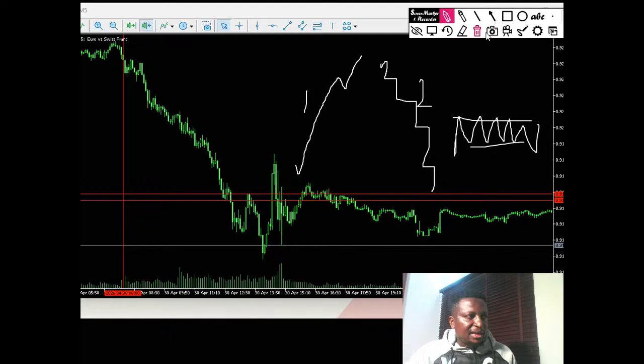Is it clear? It means it is ranging. Mr. John Williams, are you okay? It means it is ranging. When price is not going up or going down, it means that price is ranging.